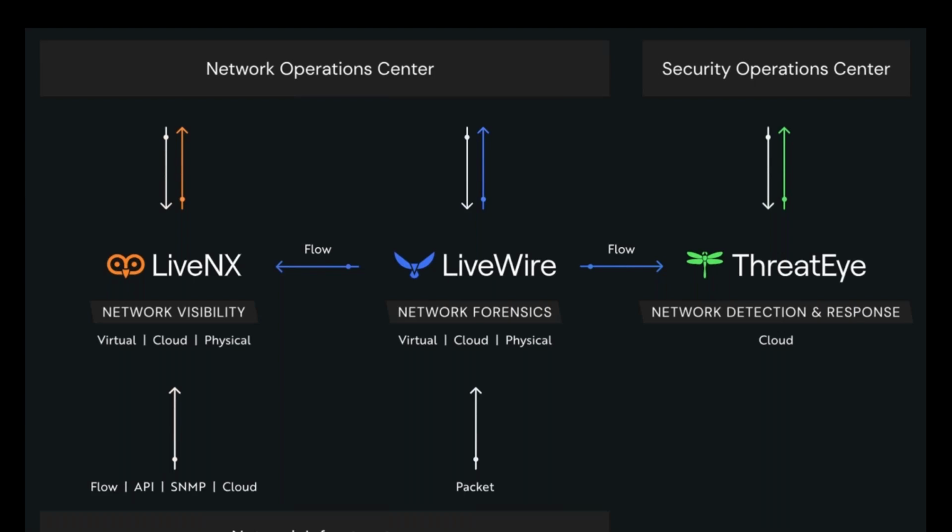And then we have LiveWire for network forensics, so packet capture and analysis. And then we also have ThreatEye as well. So ThreatEye is network detection and response. This is a solution that pulls packets from LiveWire and then can be utilized to send to the Security Operations Center or to integrate into things like Splunk, StealthWatch, or whatever it might be in terms of SIEM tools where an investigation can occur. Now, all of these solutions are designed and integrated with one another. So you can go from LiveNX and jump into LiveWire, for example, and start investigating further.